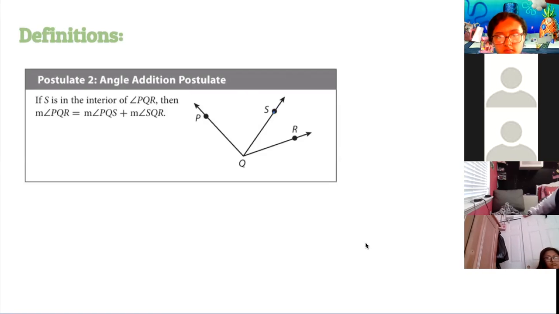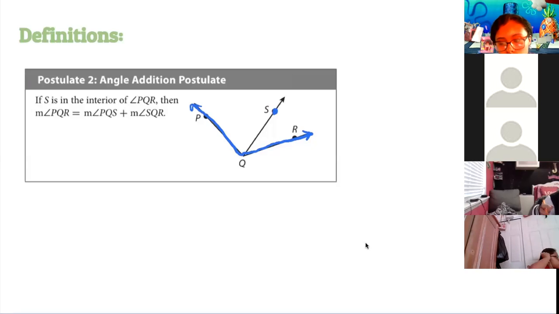Okay. All right, so if S is in the middle, just like it is here, then all this is saying is that the two angles it forms, when you add them together, are going to equal the larger angle. So one more time, I'm going to show that with colors. When I cut that larger angle in half, I get two smaller angles, right? Those two smaller angles, when you add them together, are going to equal the large angle that they came from.